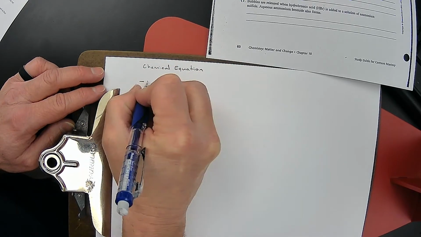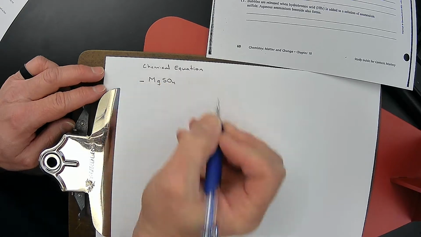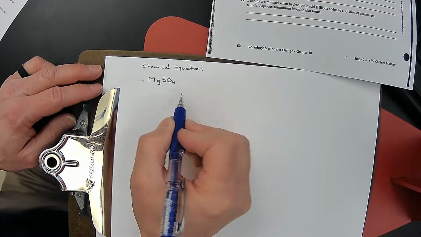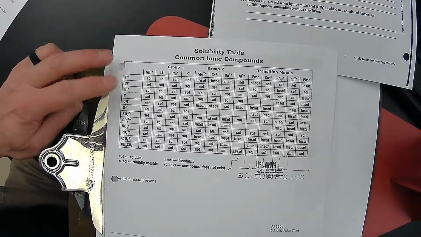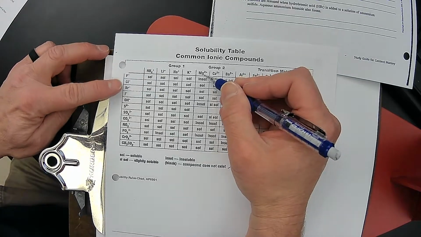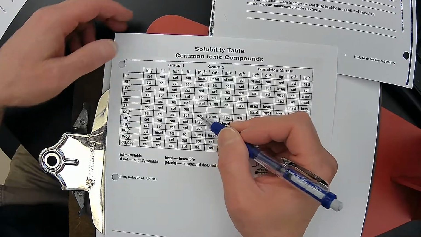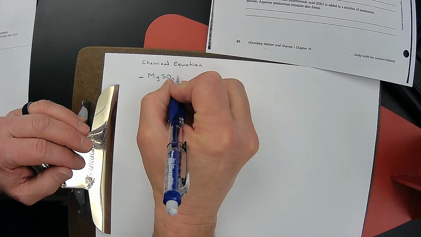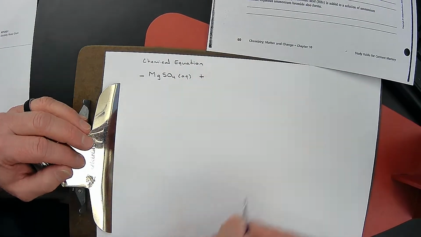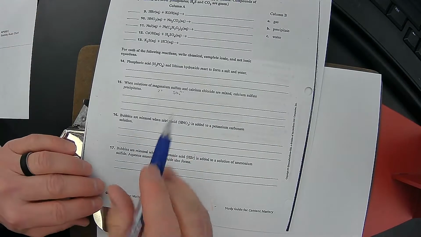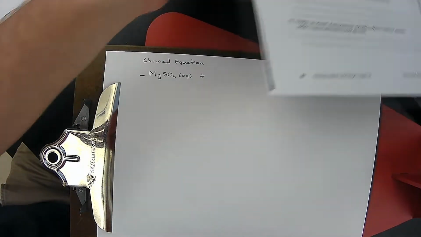It is going to start with magnesium sulfate. Magnesium, as I mentioned, is a 2+, and sulfate is a 2-, so it goes together as MgSO4. I'm going to look at the solubility table and find sulfate, and it's soluble. So that means I'm going to put an AQ on the end, meaning that it's going to dissolve. And question number 15 is stating magnesium sulfate is reacting with calcium chloride.